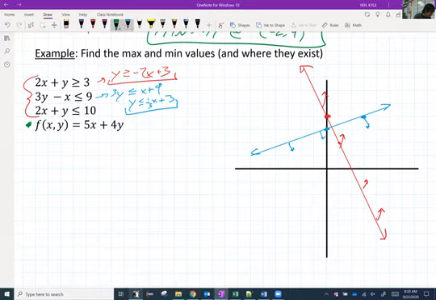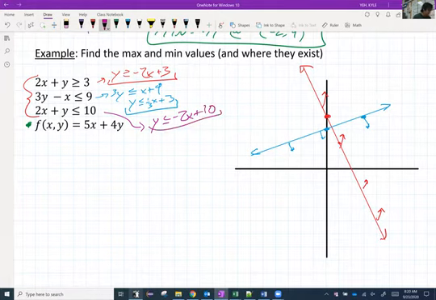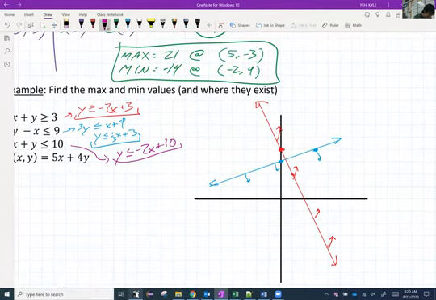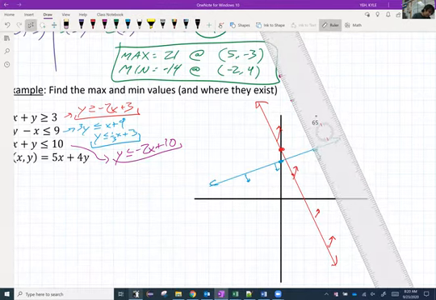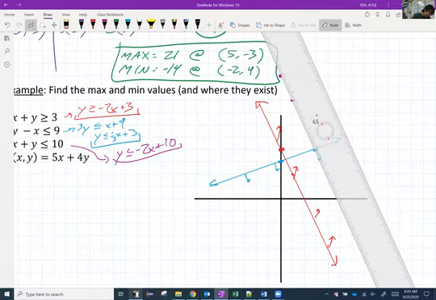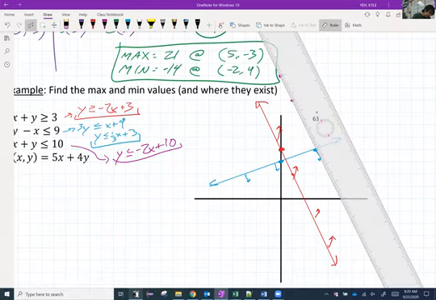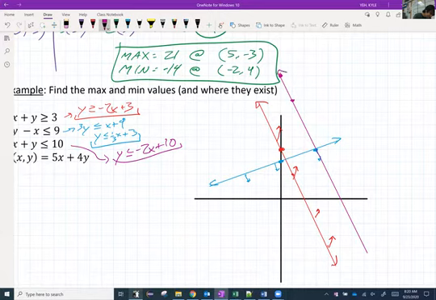Last one, I'll do this in magenta, and it's y is less than or equal to -2x plus 10. So plus 10, 1, 2, 3, 4, 5, 6, 7, 8, 9, 10. I clearly didn't make my graph large enough. Down 2 over 1. I'm going to intrude on that previous problem a little bit, but the graph should look something like this.